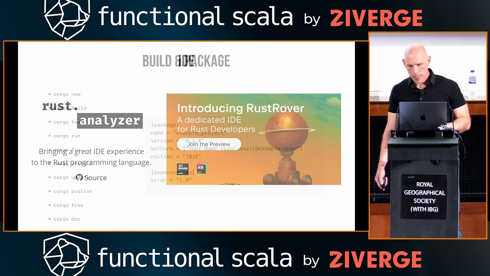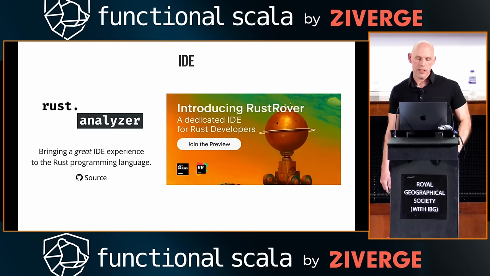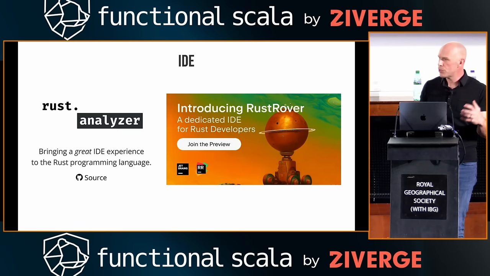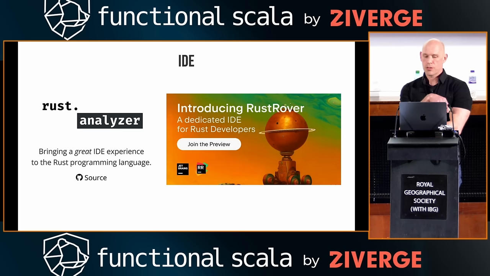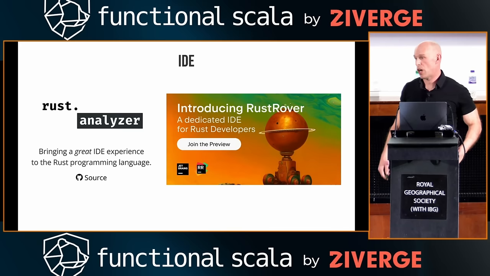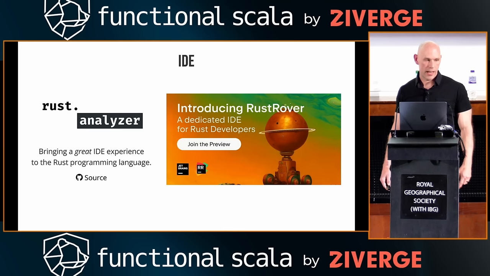IDE. So we have entered, I think, an era where IDE is table stakes for a language. Tooling just keeps on getting better and better. And I've used Rust Analyzer, and I'm starting to play around with Rust Rover. Rust Rover is created by the JetBrains team, known for producing really world-class IDEs. And they're doing a really good job with Rust Rover. I think they're investing significantly. And then I've used Rust Analyzer, which works in VS Code, and it is rock solid.